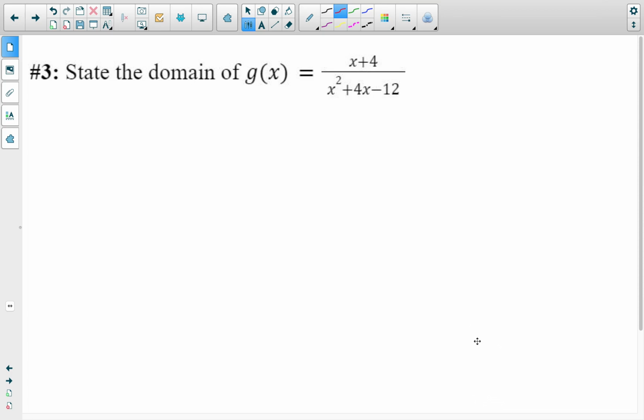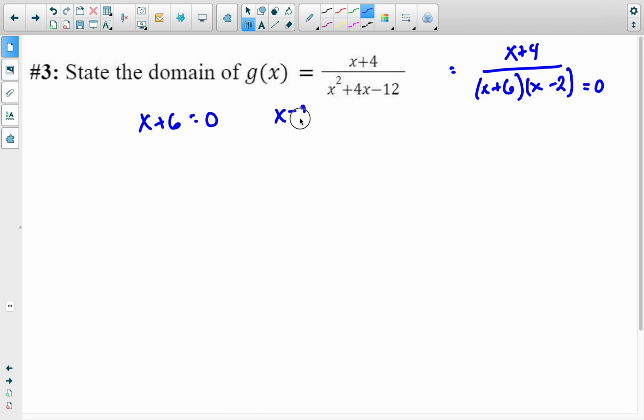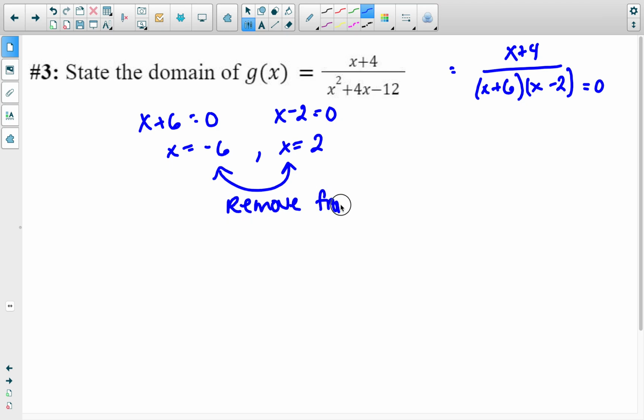All right, consider this one. What would make this denominator equal 0? Let's factor that denominator so that it's much more straightforward. Looking at this denominator, x plus 6 equals 0, and then x minus 2 equals 0. So whenever x equals negative 6 or whenever x equals 2, that causes the denominator to be 0. So we need to remove those values from the domain.